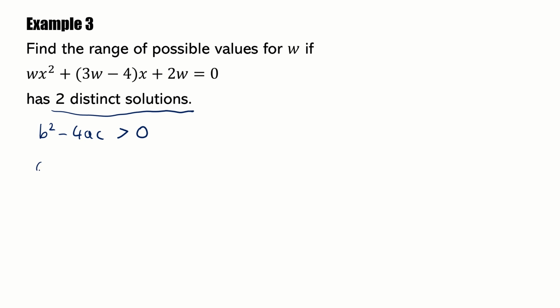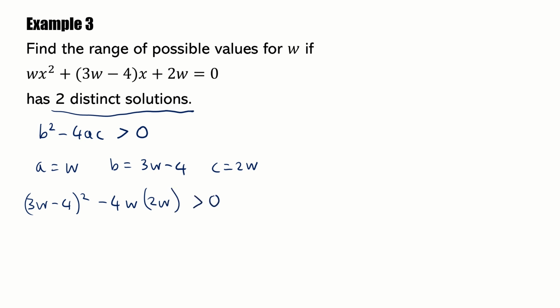Our a is, of course, just the w, our b is the 3w minus 4, and our c is 2w. And we can plug those things in, so we're going to end up with 3w minus 4 all squared, minus 4 lots of w, lots of our c, which would be 2w. That's greater than 0. Again, just a bit of algebra rewriting, multiplying out the brackets, do it properly and fully.